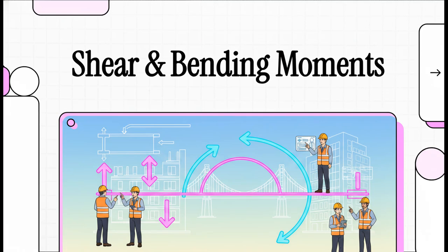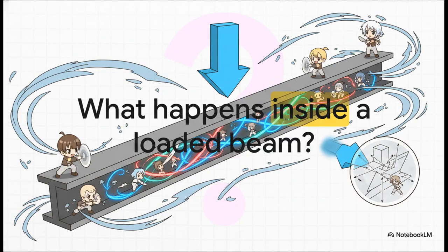Let's dive right into this explainer. Every single day, we're literally trusting our lives to the invisible mechanics of beams. We walk on them, we drive over them, and we work in skyscrapers that are entirely supported by them. But to truly understand structural integrity, we need to look way past the concrete and steel on the outside. But how do engineers actually know what's going on inside that solid steel?